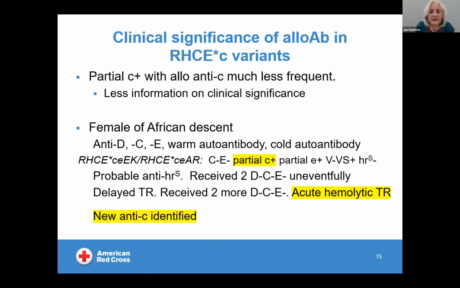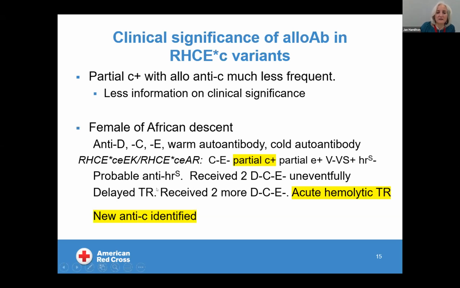In terms of the little c variants and the clinical significance of those alloantibodies, the presence of the partial C antigen with the formation of allo anti-little c is much less frequent, so there's less information on their clinical significance. However, the case at the bottom of this slide occurred in the Red Cross system, fortunately not in my laboratory, several years ago, where a very complex patient was a compound heterozygote for two alleles that lack the HRS antigen. They encode for partial little c and partial little e.